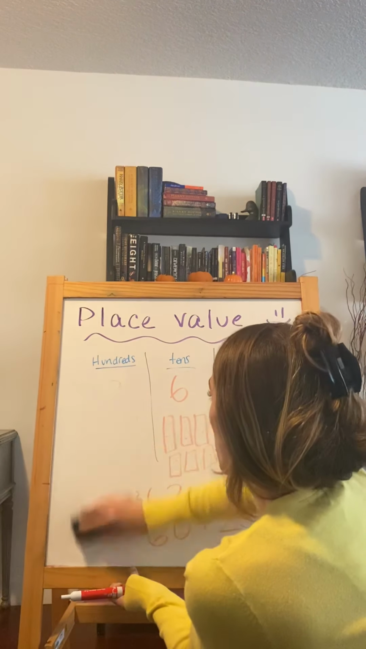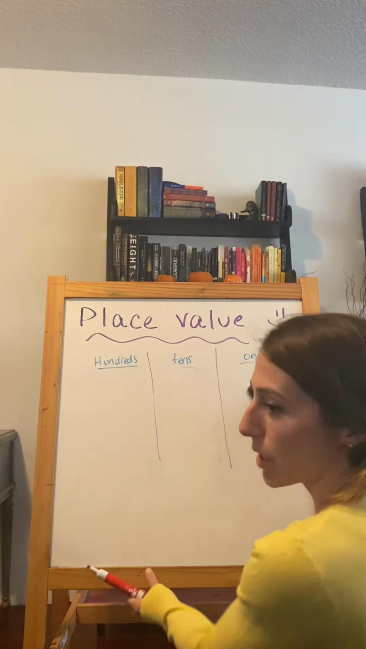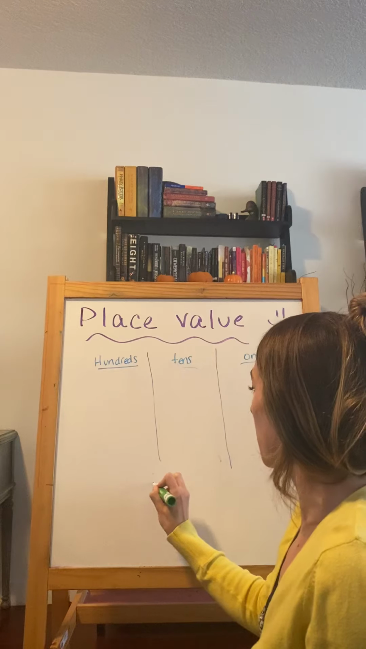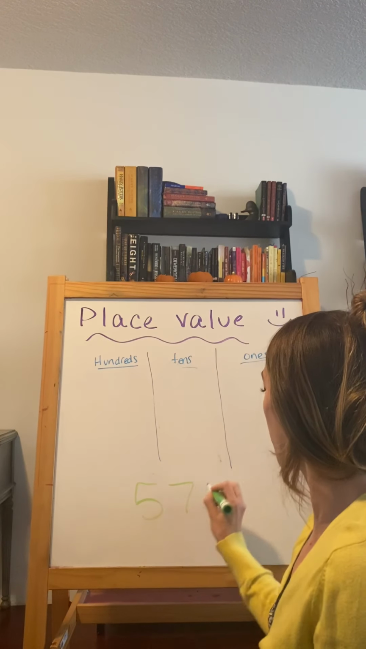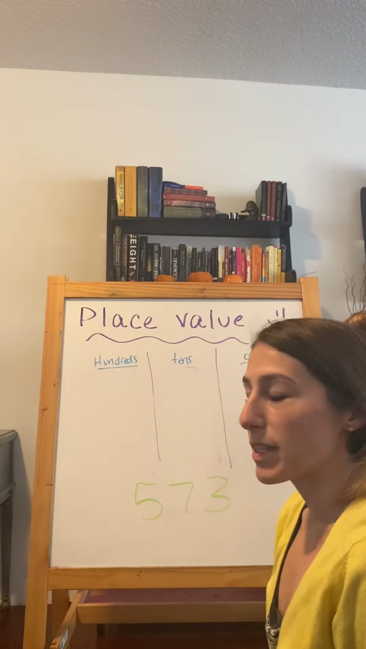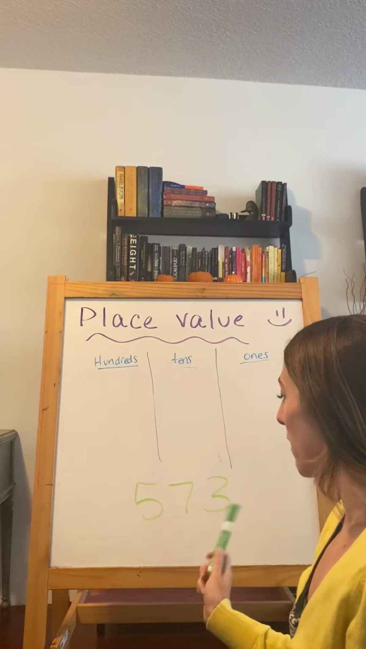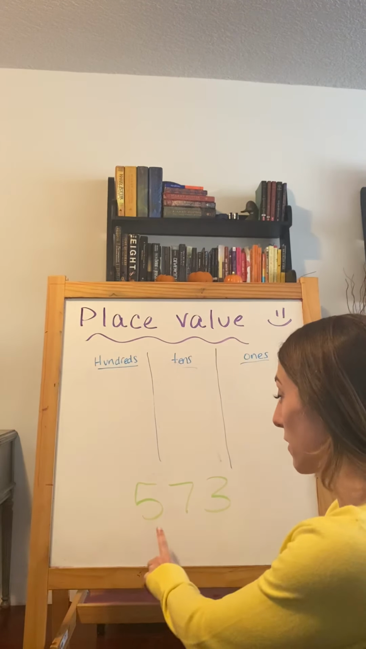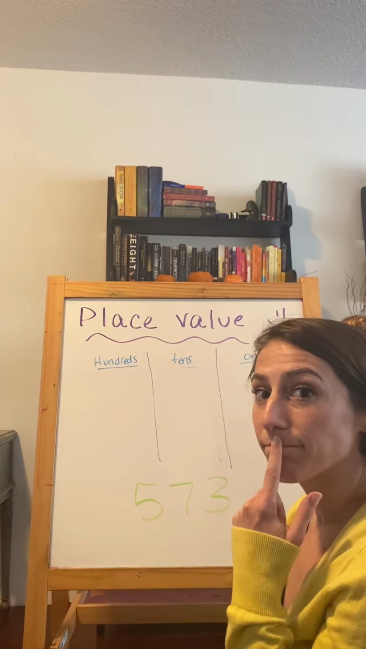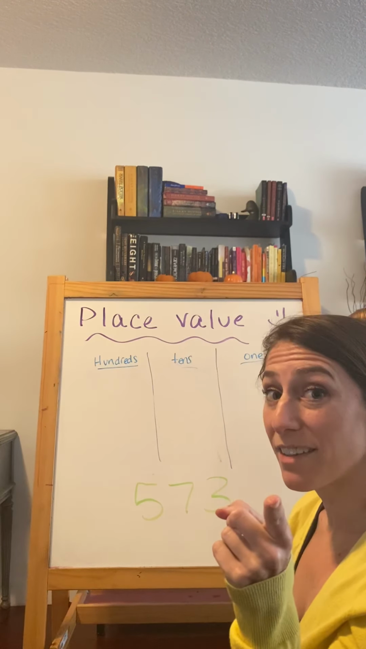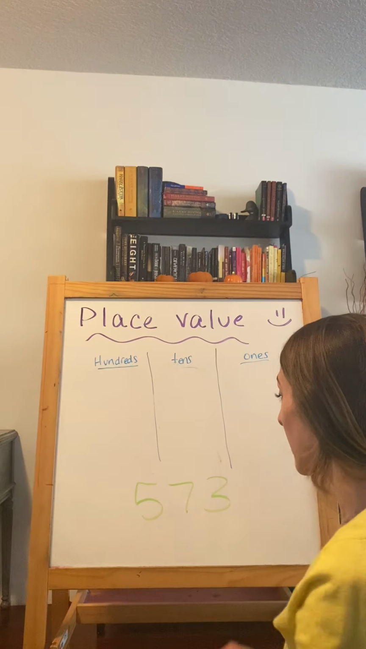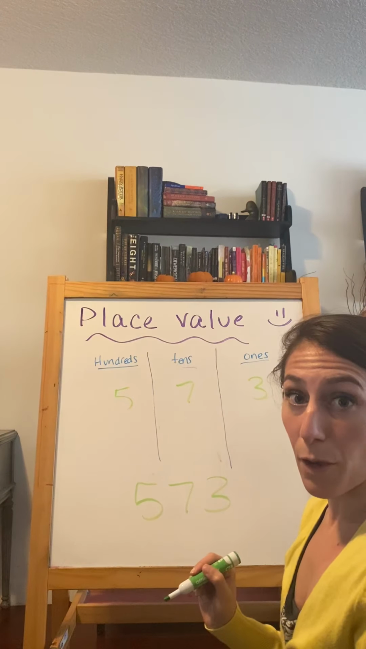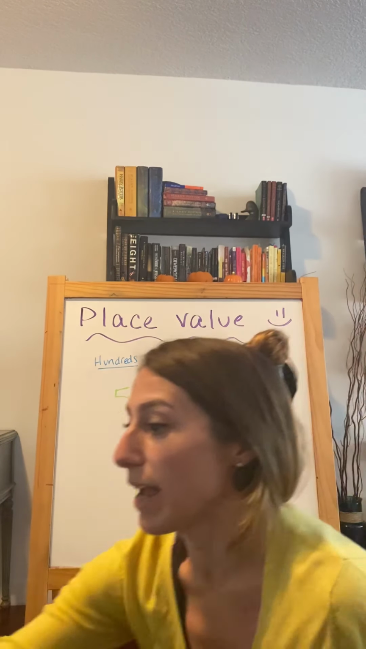Now let's say we had the number 573. And I asked you to tell me which number in 573 is in the tens place. The 5, the 7, or the 3? Are you thinking 7? Because you're right. The 7 is in the tens place. It would go 5, 7, 3. And let's try another one.